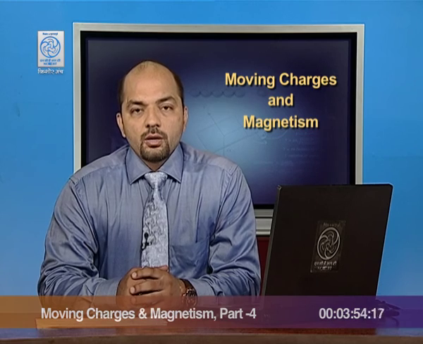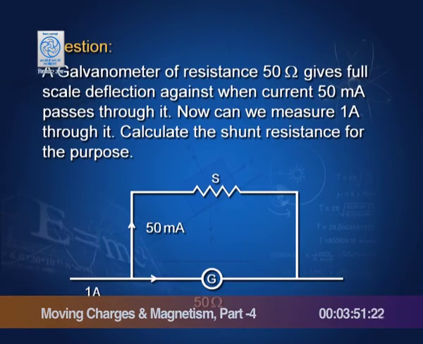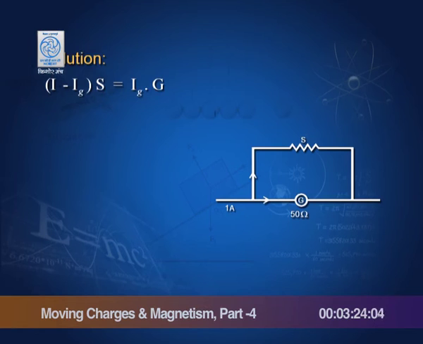Let us study a numerical based on the situation. Let we have a galvanometer of resistance 50 ohm which gives us full scale deflection when 50 milliampere current passes through it. If we have to convert this galvanometer into an ammeter so that it can read a current of 1 ampere, then we connect it with a shunt resistance S. According to Ohm's law, (I minus Ig) current will pass through the shunt resistance S. So, (I minus Ig) into S equals Ig into G.